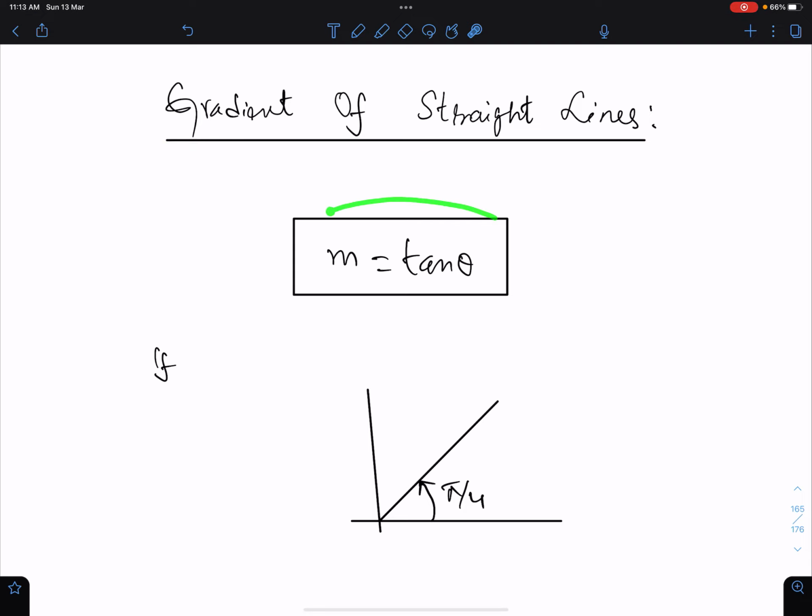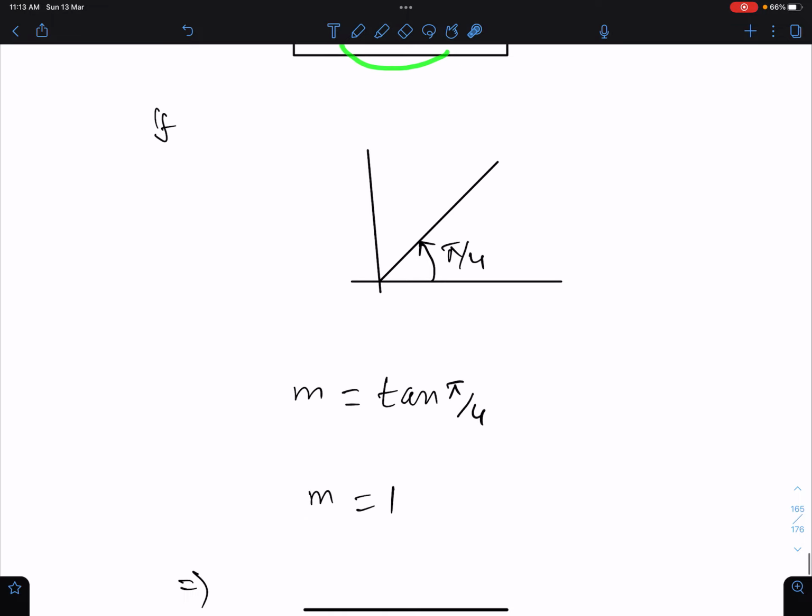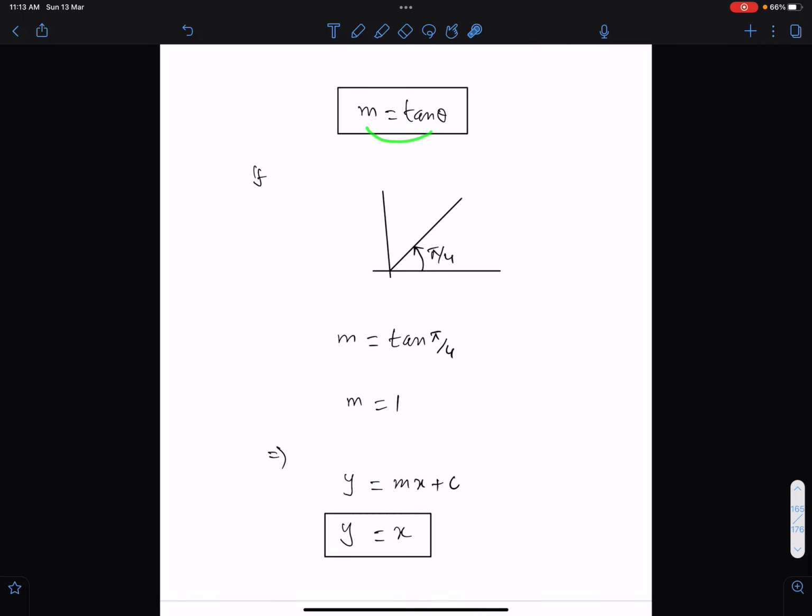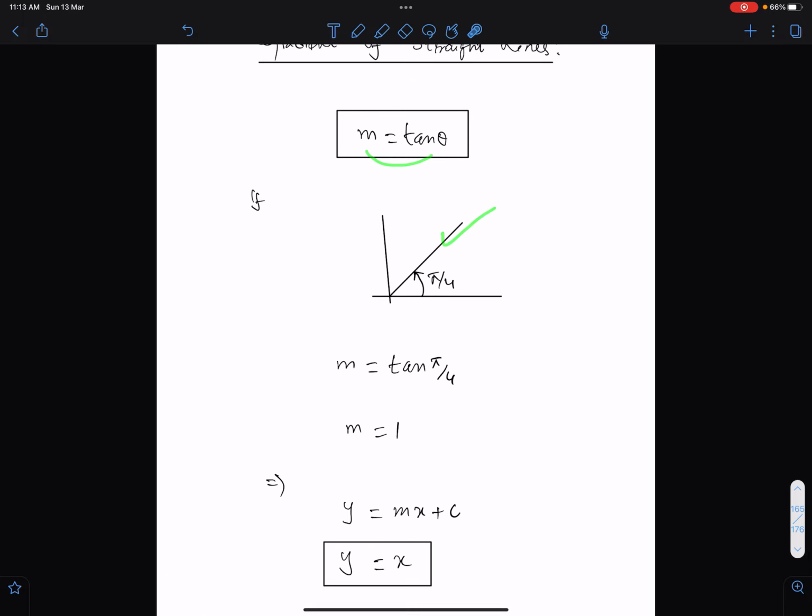Gradient of straight lines. This is the gradient formula in terms of angle theta. M is equal to tan theta. What if we need the equation of this line which passes through origin and makes pi by 4 radian angle from the real axis? The gradient of this line according to this formula will be 1. And this is the equation of this line: y is equal to x.